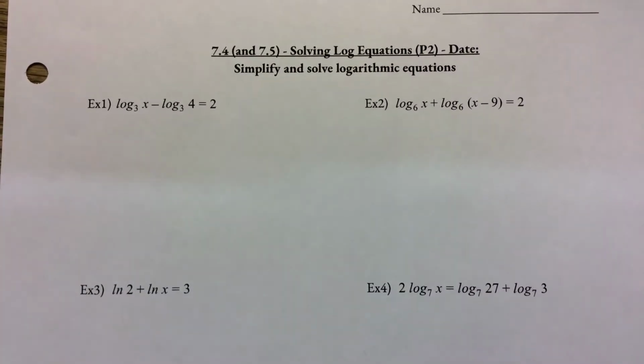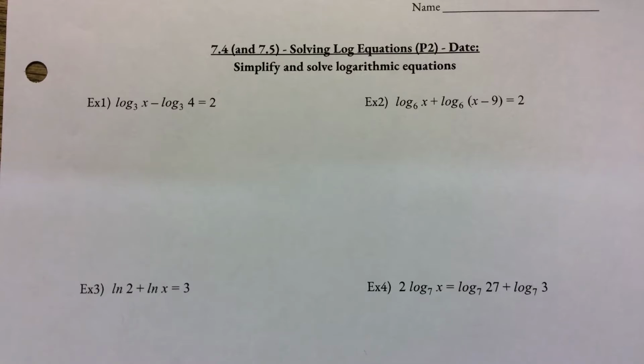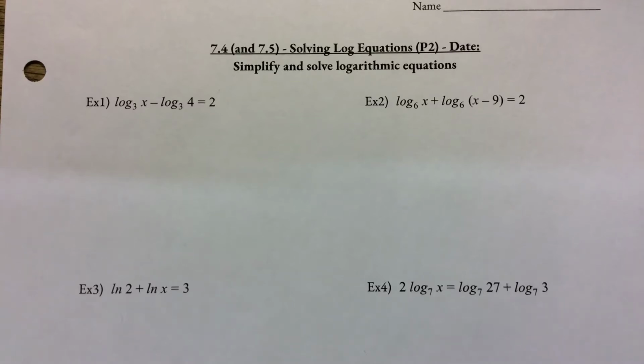Alright, today we're looking at a mix of 7.4 and 7.5, part 2 of solving equations, just a little bit more difficult problems for that. So now we're going to actually be using our properties that we learned to combine them together and do some solving with that.